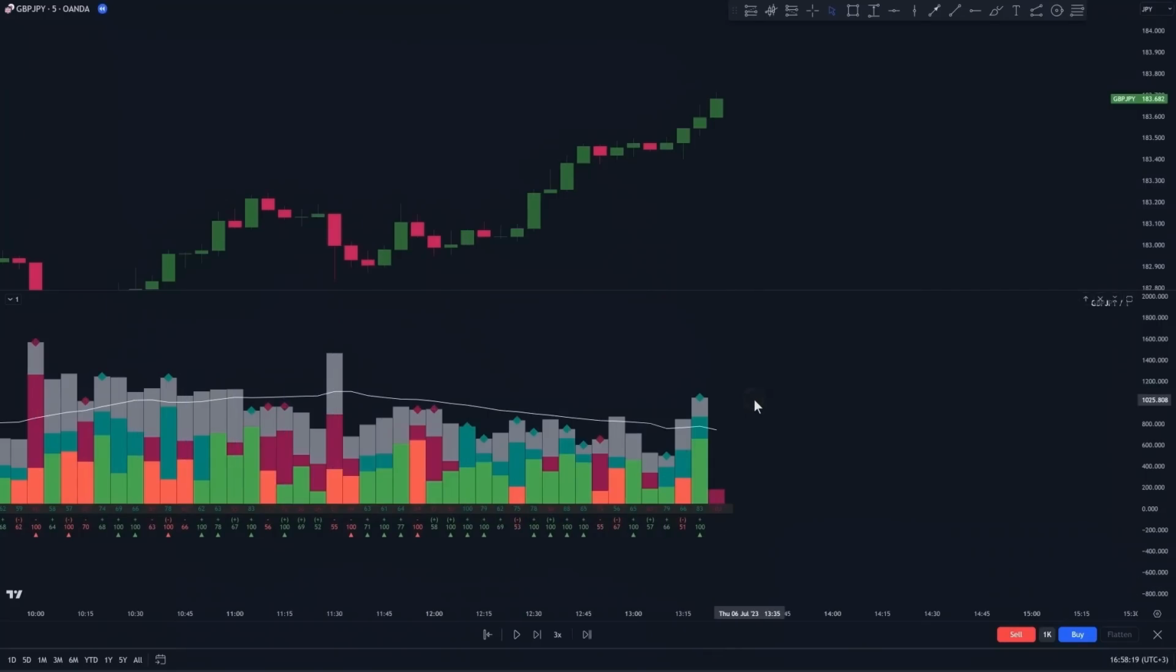So based on all of this, I know you may be thinking, how are we going to be using this indicator to trade? Well, I'm going to show you.